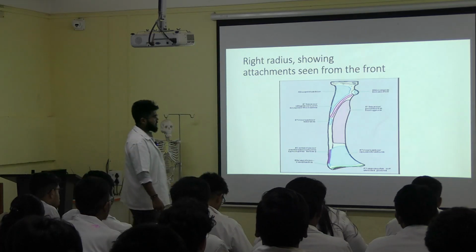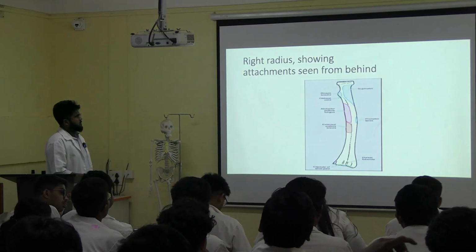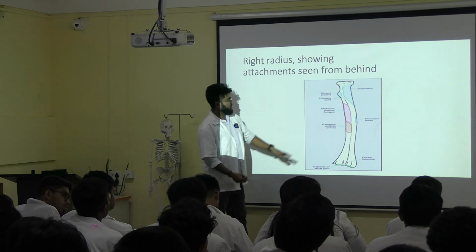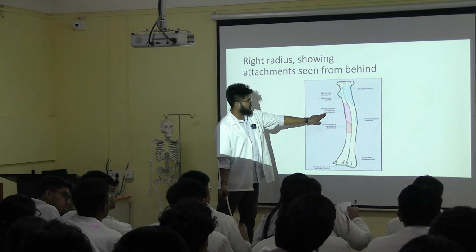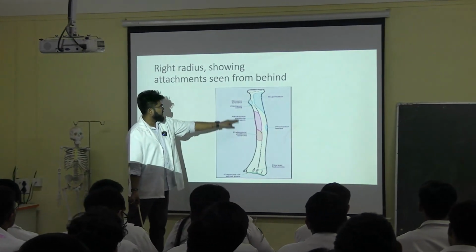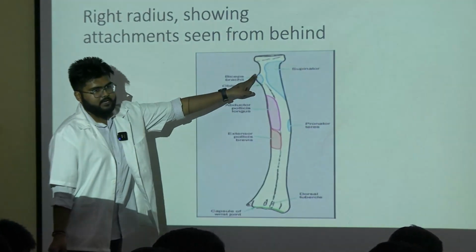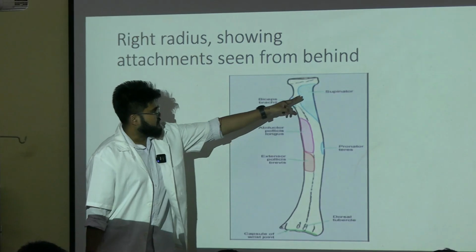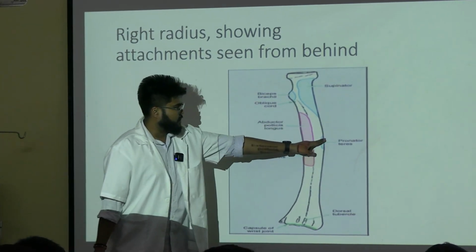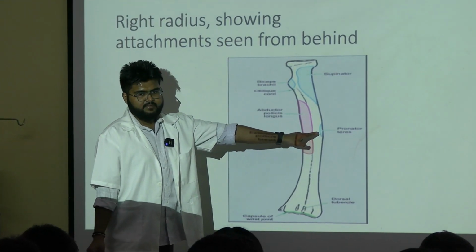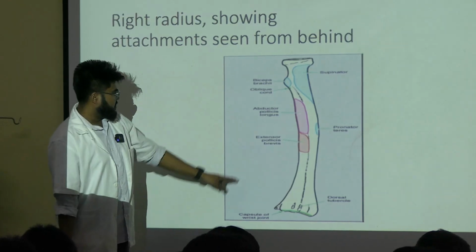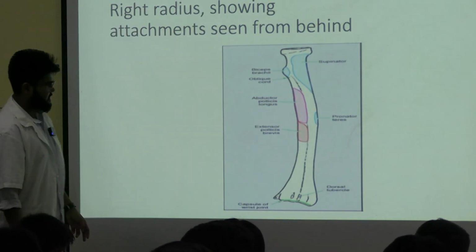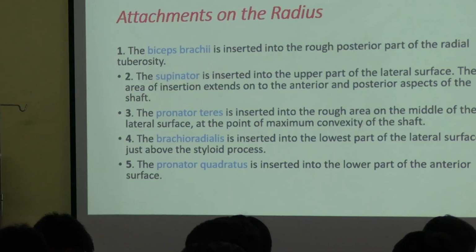Next, in the posterior view, only two muscles are attached here: the abductor pollicis longus and the extensor pollicis brevis. The biceps brachii is attached at the radial tuberosity, the supinator is also present, and the pronator teres is on the lateral surface medially. Then the abductor pollicis longus and extensor pollicis brevis are attached here. So let us go one by one.